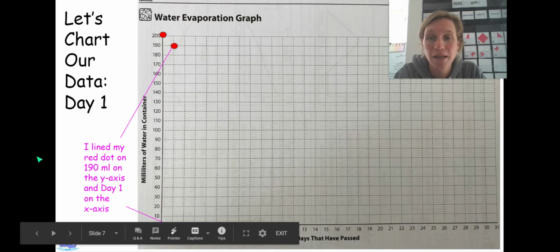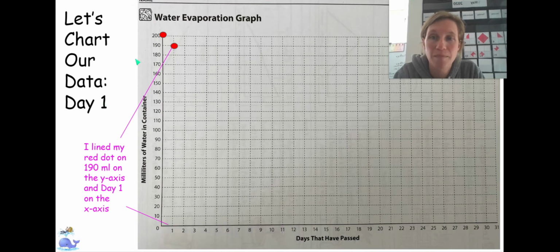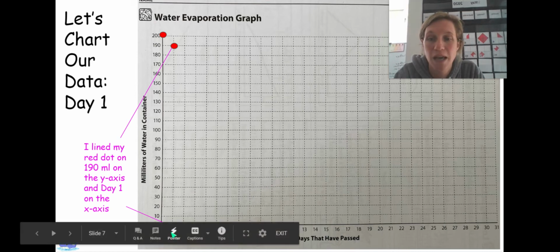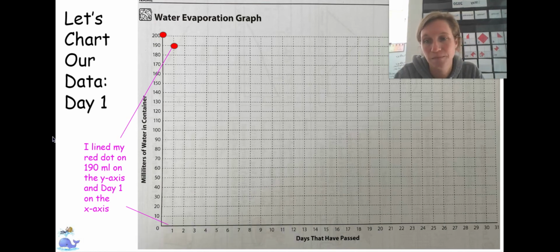For day 1, I made my next plot at 190 milliliters. I also made sure to line that up with day 1 on the bottom. For my third plot, which is day 2, I did the same thing. I had 180 milliliters and we were on day 2, so I made sure that my plot was at the intersection of 180 and day 2.